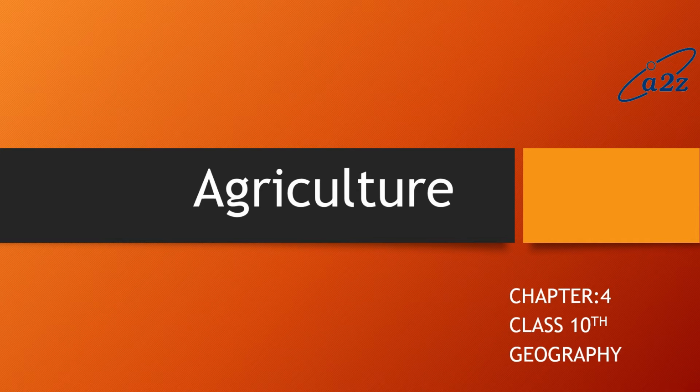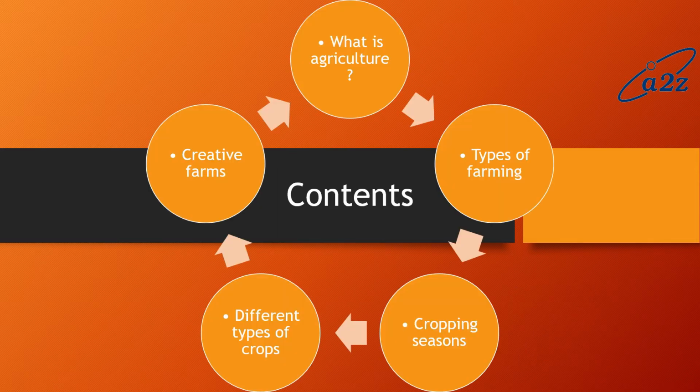Hello, greetings to all. Today we will study about agriculture, Chapter 4, Class 10th Geography. So let's start. Contents. In this chapter we will study about what is agriculture, types of farming, cropping seasons, different types of crops, and also creative farms.